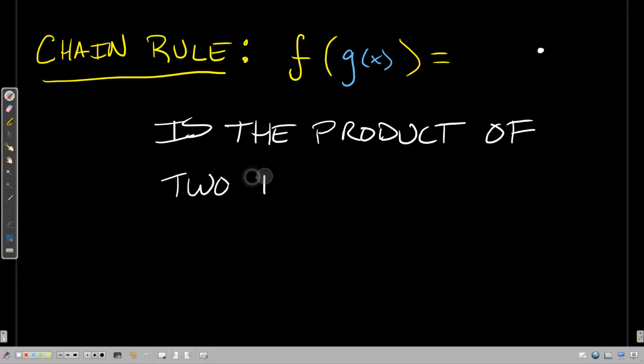We wish the product rule was this easy. It is not.